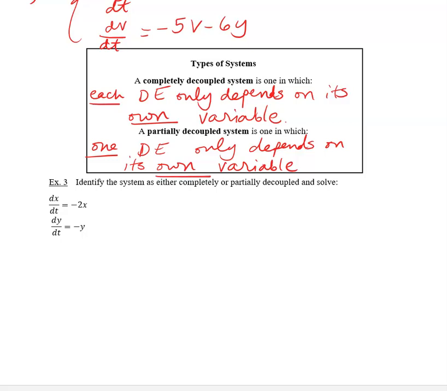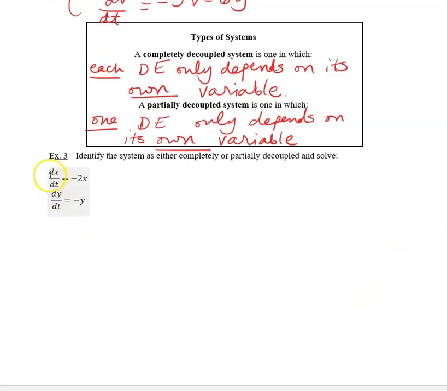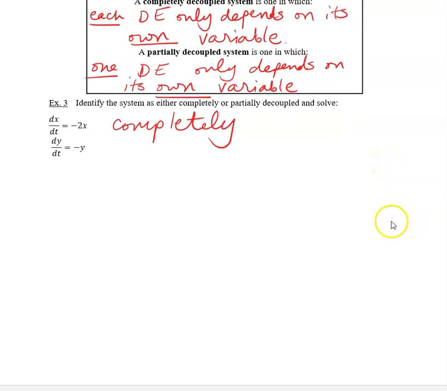So number 3 says identify this as either partially or completely decoupled. Well, notice that dx dt only depends on x, -2x, in other words, there's no y in that differential equation, and dy dt only depends on y, there's no x in that differential equation. So each one of these differential equations only depends on its own variable, which means that we're looking at a completely decoupled system. So when we have a completely decoupled system, it's actually pretty straightforward to solve because we can just solve each differential equation separately and on its own.